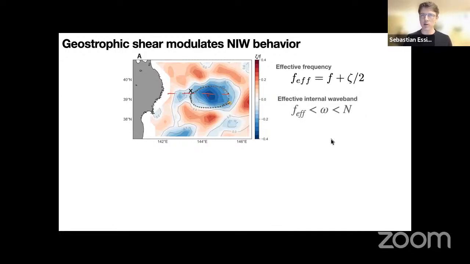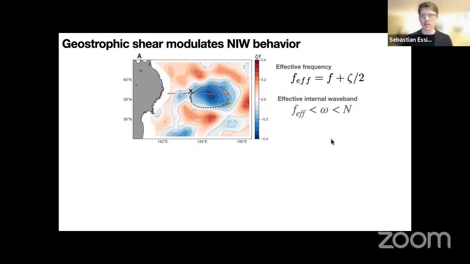What that means is that waves that are generated within the negative vorticity region are slightly sub-inertial, so they are trapped in this region because they can't travel into the frequency domain that is higher than that effective frequency.